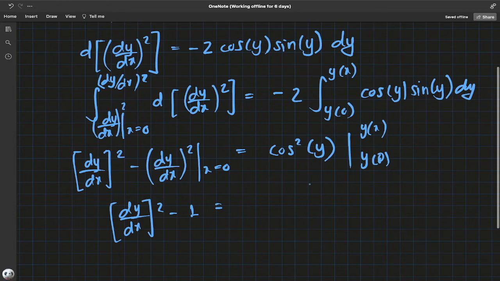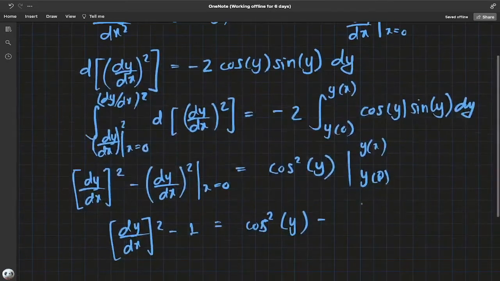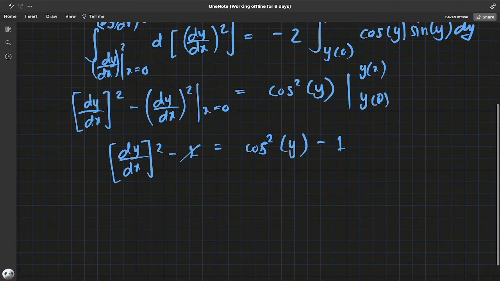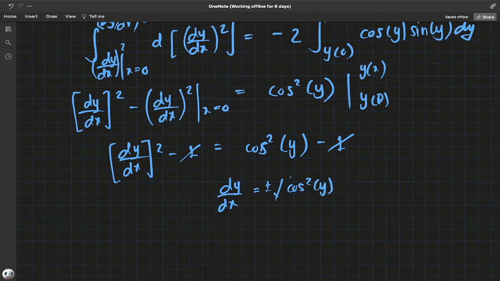well, cosine squared of y minus cosine squared of, well, y at 0 is 0, so cosine squared of 0 is 1. See, now these guys cancel. This is important because if these didn't, this would have been a really bad integral. Now dy over dx is plus or minus the square root of cosine squared y, which means this is either plus or minus cosine of y.